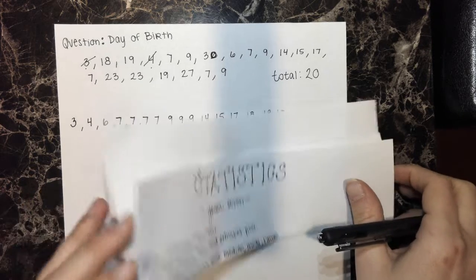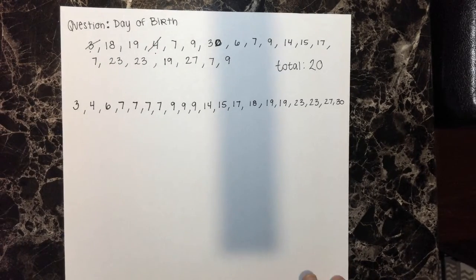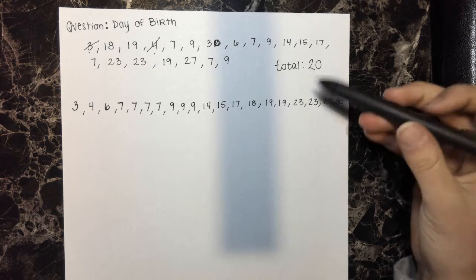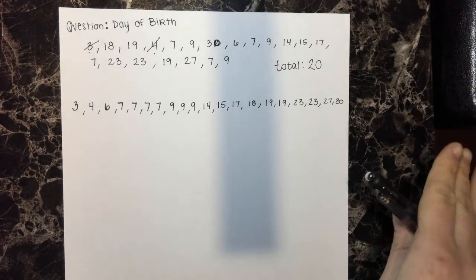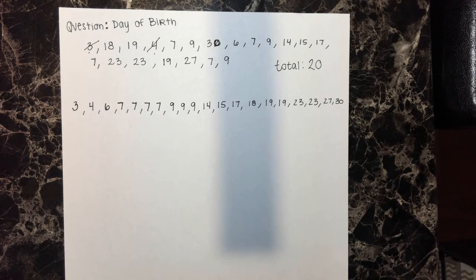Alright, at this point you should have them in order from least to greatest. I have mine in order here: 3, 4, 6, 7, 7, 7, 7, 9, 9, 9, 14, 15, 17, 18, 19, 19, 23, 23, 27, 30. In order, there are 20 numbers here. Now, I can do anything from this.